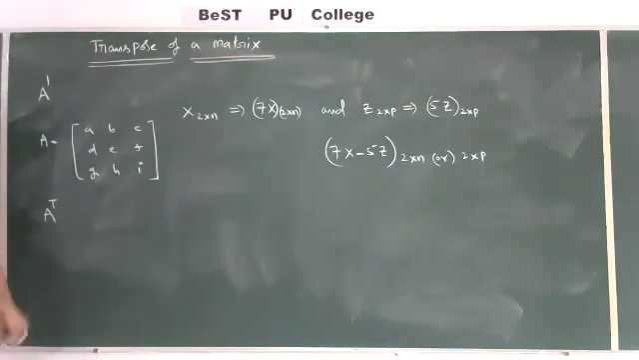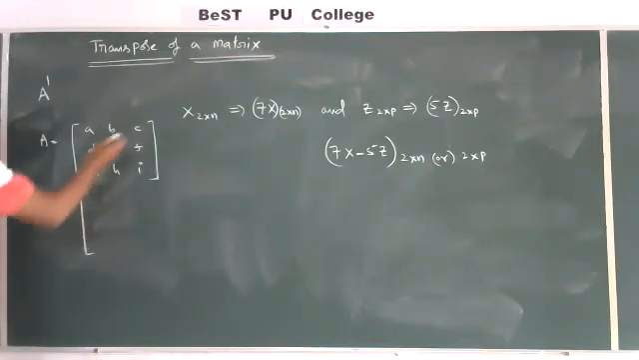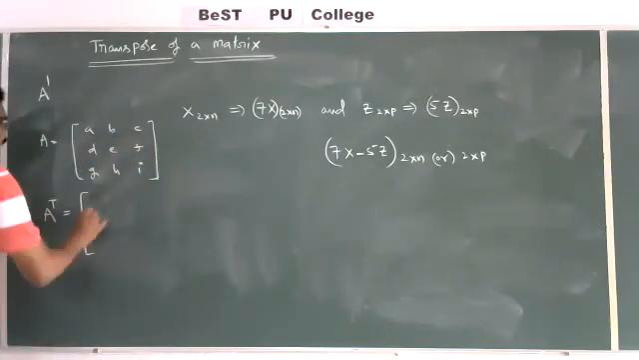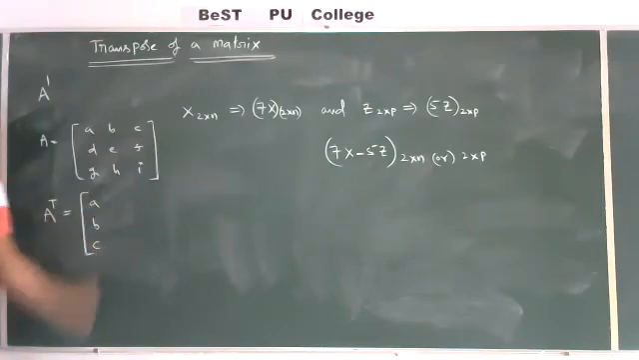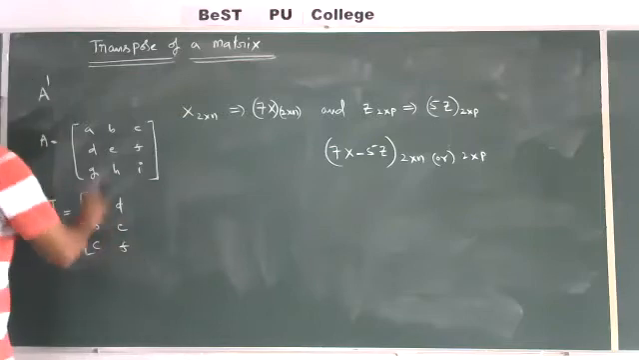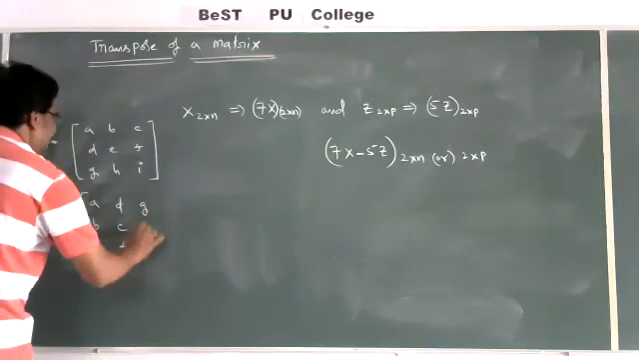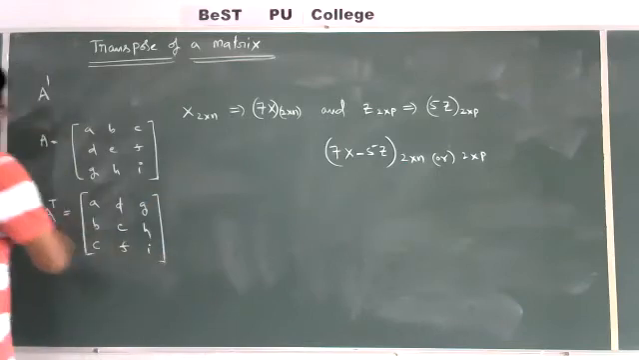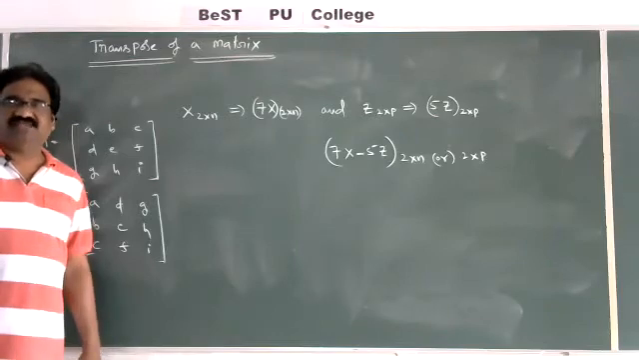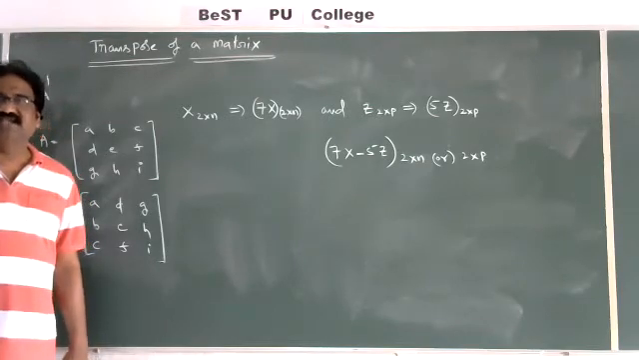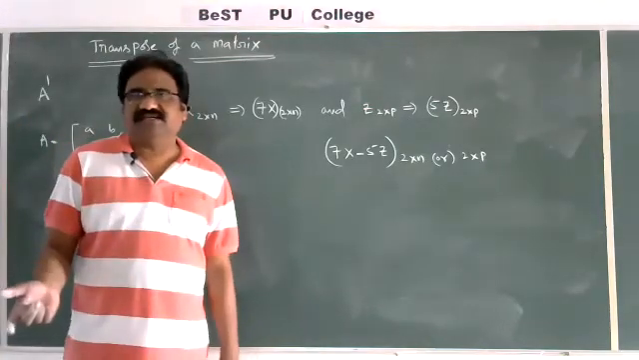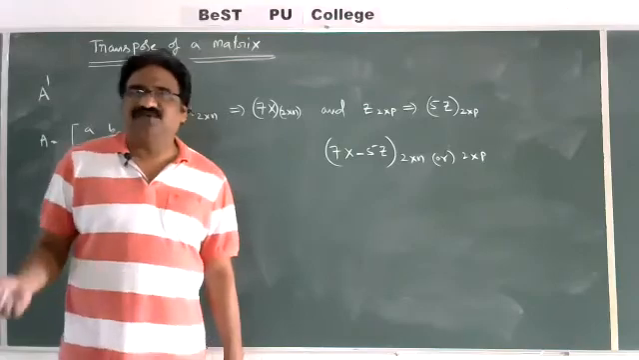Both are the same. A transpose is equal to interchanging the rows into columns. For example, first row is written in the first column, A, B, C. Second row is second column, D, E, F. Third row is third column, G, H, I. This is A transpose. If A is any matrix, then A transpose is defined as interchanging the rows into columns and columns into rows, then the matrix is called a transpose of the given matrix.